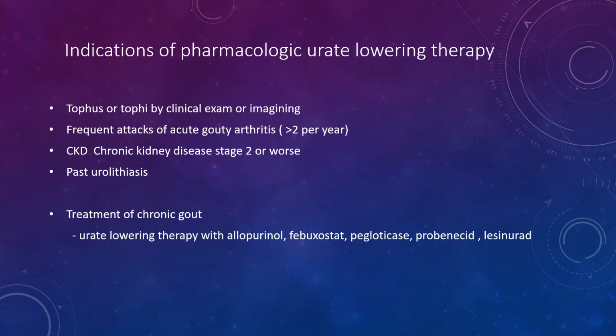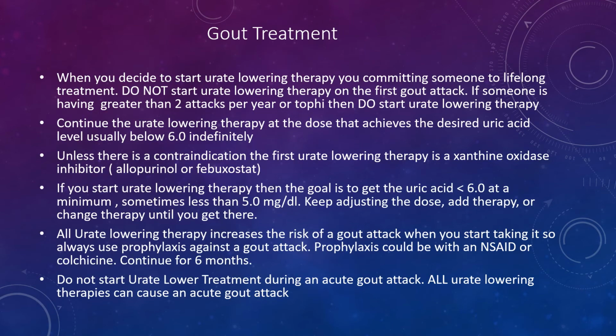Now, the indications for using urate lowering therapy are tophi, frequent attacks of gout more than 2 per year, chronic kidney disease of stage 2 or worse, and past history of kidney stones. Now, gout treatment, we usually will have to commit this person to a lifelong treatment. We do not treat with the first attack. We usually wait till there's 2 attacks a year.